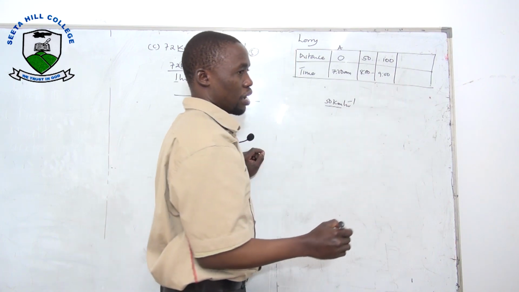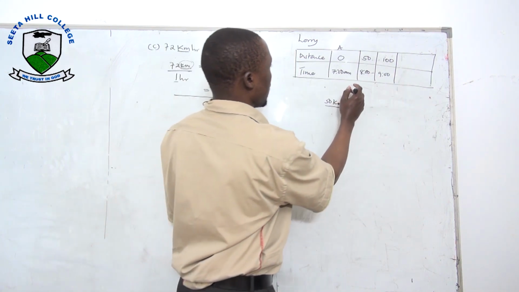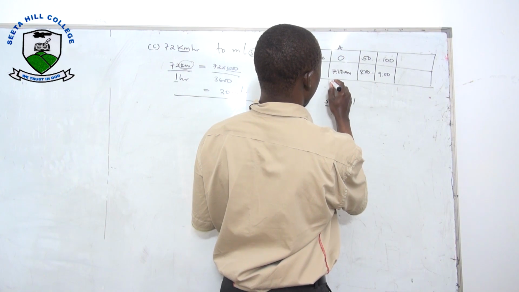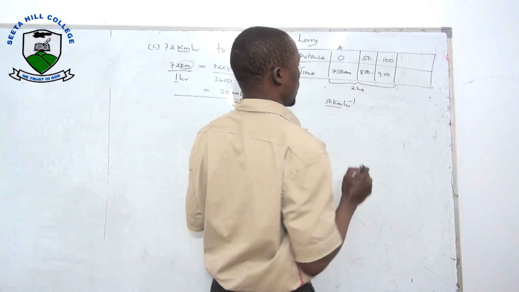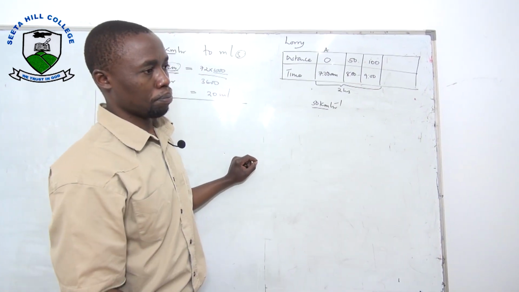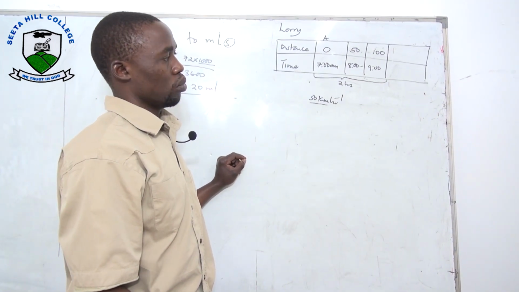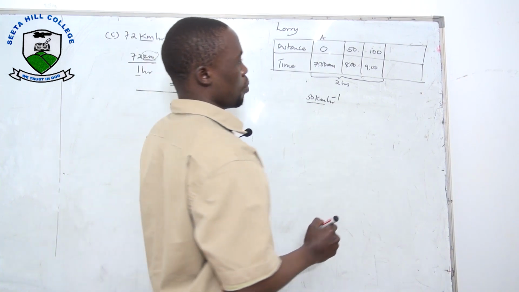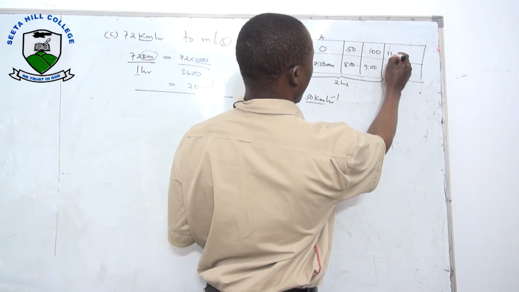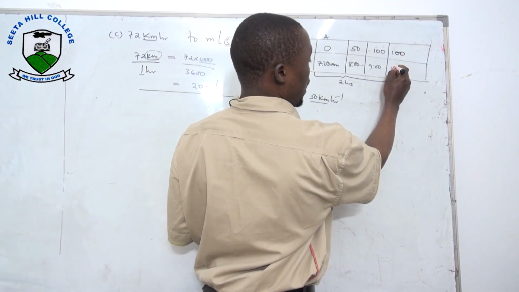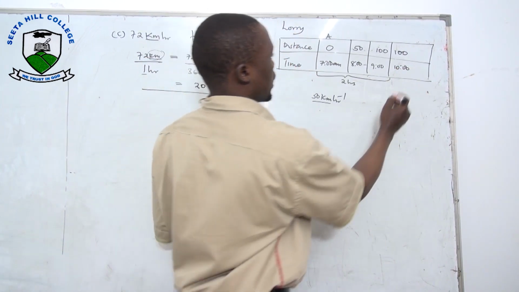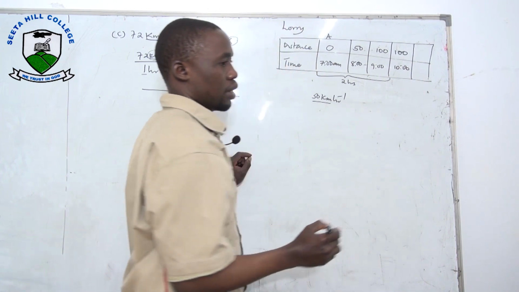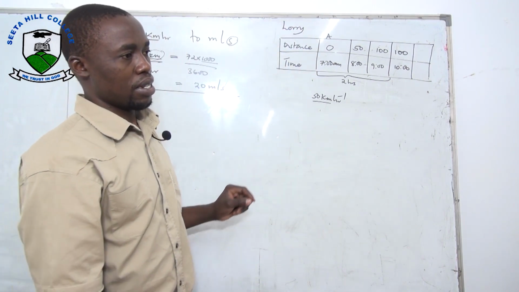Then at that point, after 2 hours, what happened? From here to here is 2 hours, not so? The lorry then stopped for 1 hour. That means this still remains what? 100. Not so? Go ahead. It then proceeded at a steady speed for 4 hours to station B.